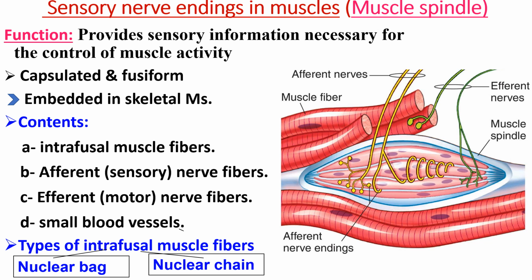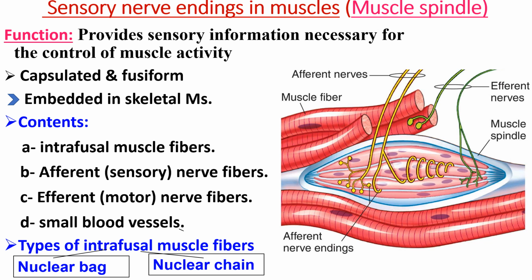Inside this capsule we have intrafusal muscle fibers, intrafusal because of the fusiform shape of the ending. We also have sensory nerve fibers, motor nerve fibers and blood vessels. So these are the structures within the capsule of the muscle spindle.